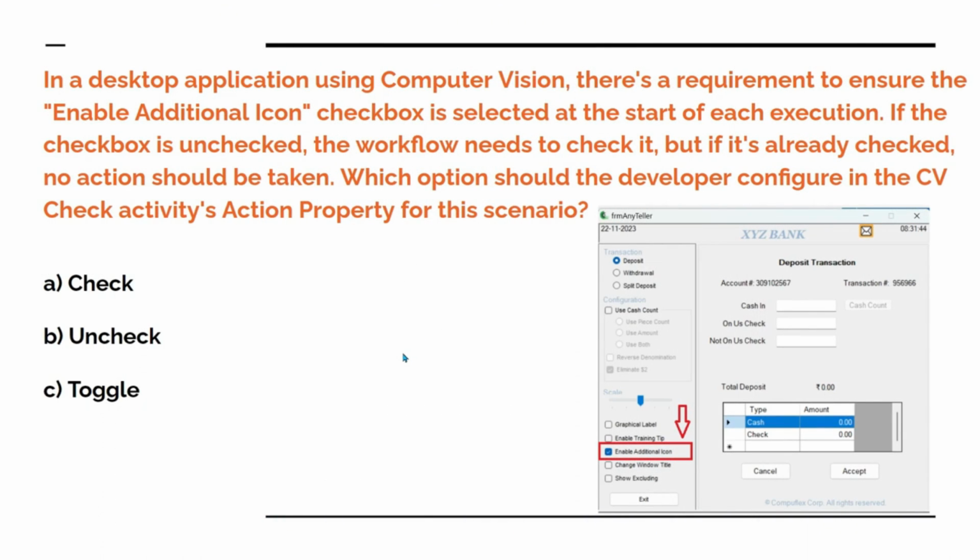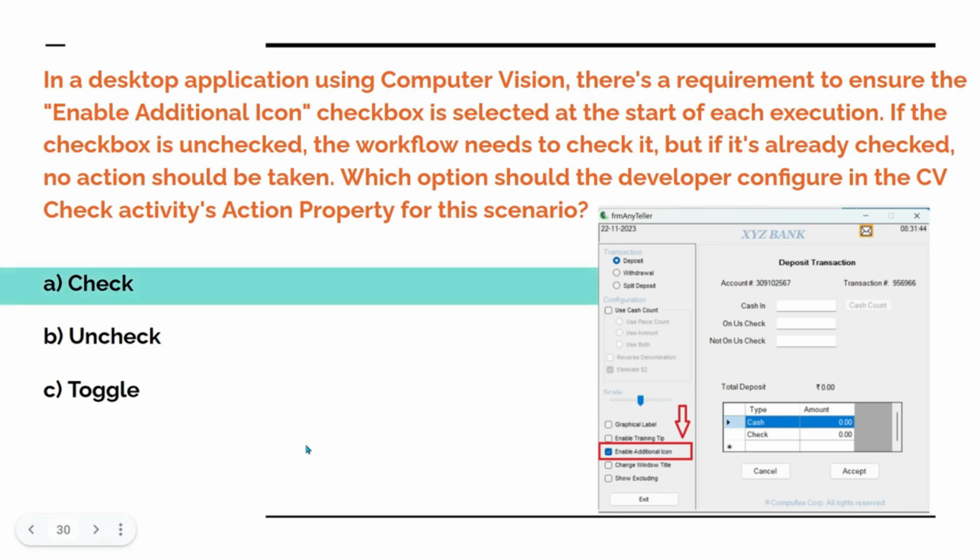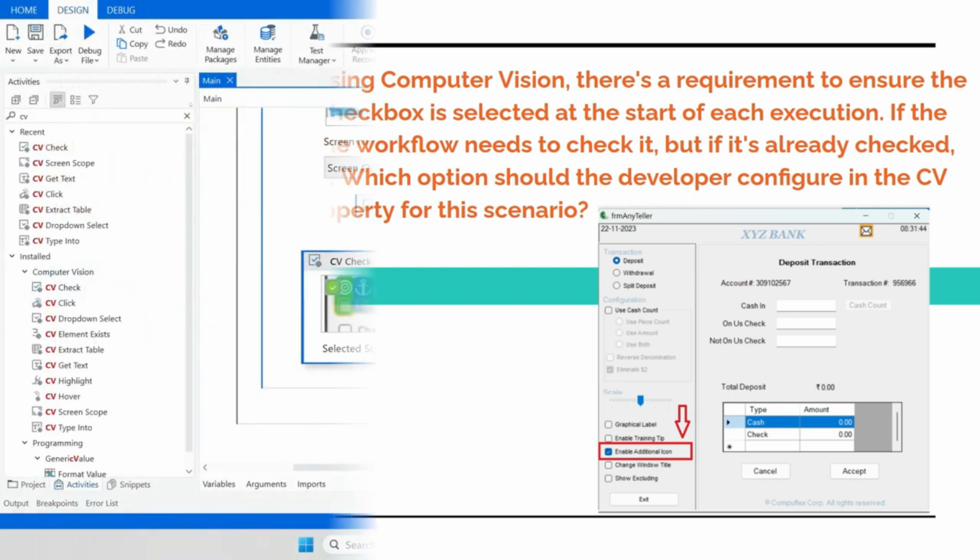Now, if I go back to the question, it is very clear and evident that even though I'm using the check property, if it is checked, it is not performing any action. If it is unchecked, then it is performing the action. So to meet this condition, which option shall I select? Which is the right answer? I think all of you got the answer. The answer is A, check. I should go for the option check.